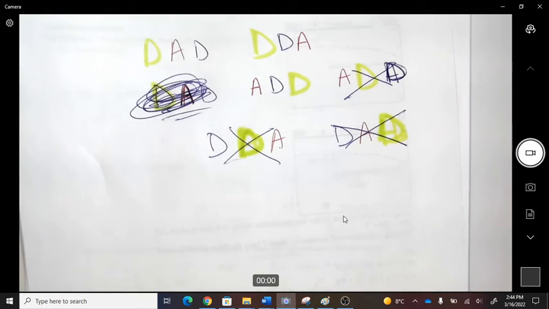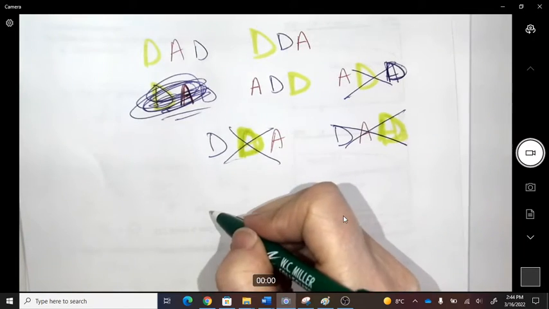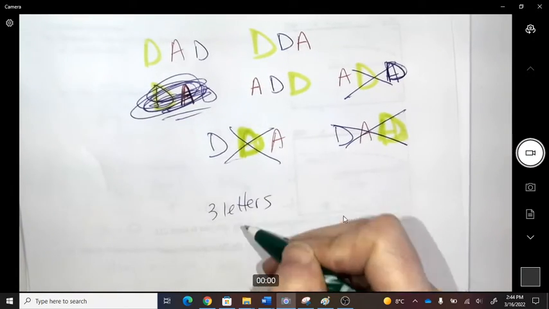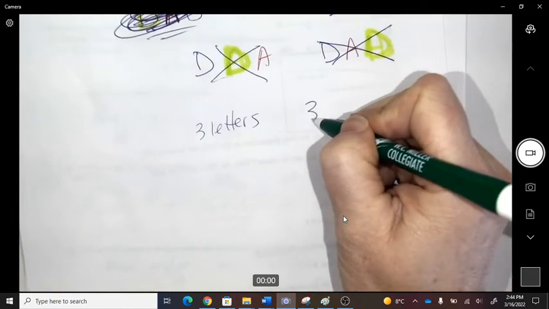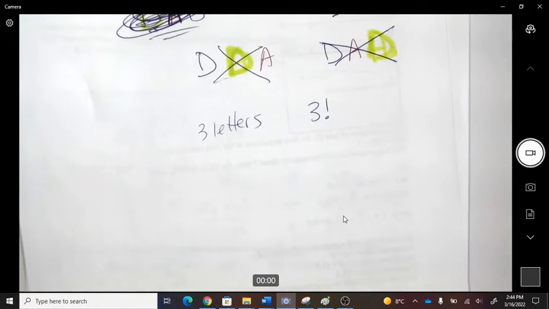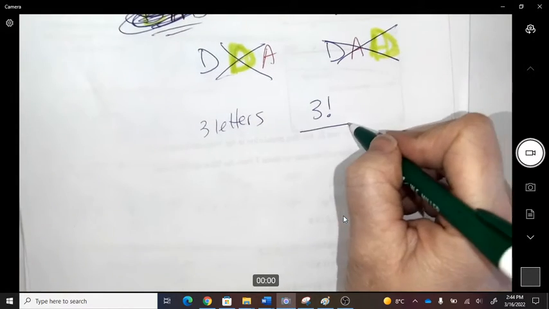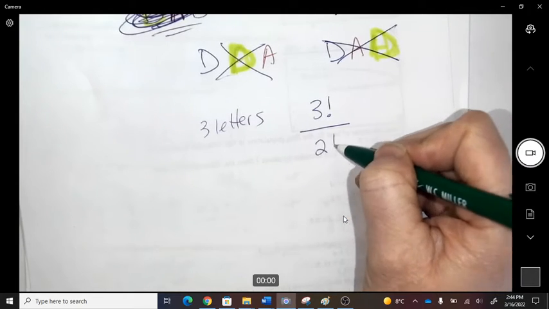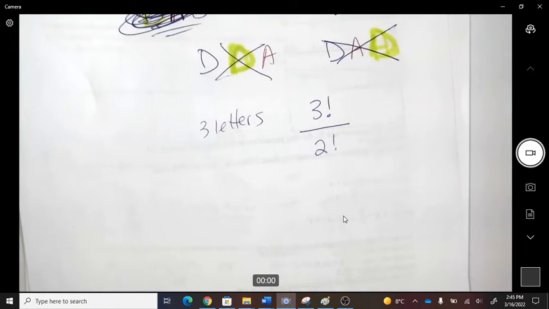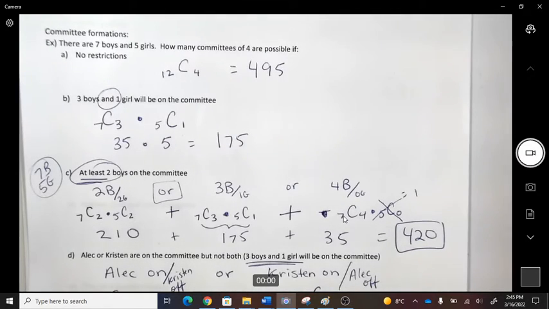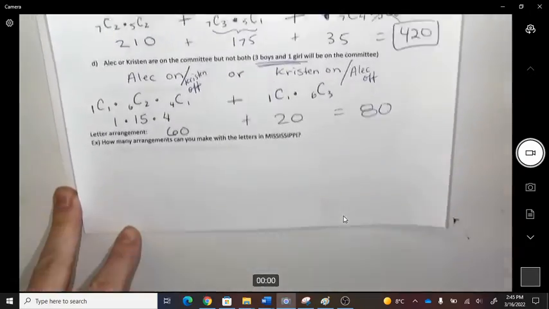So on this one, here's what I would do. I had three letters, right? And when I arrange something, it's like a factorial. But I'm going to cancel two factorial because of the D and the D being repeated. Okay. But do you visually see why those get canceled? This is arrangements. Yeah. So this is going to lead us into this question.